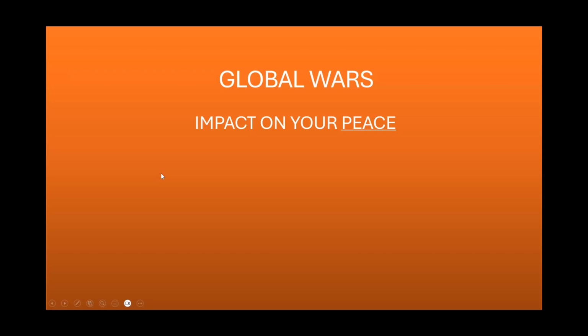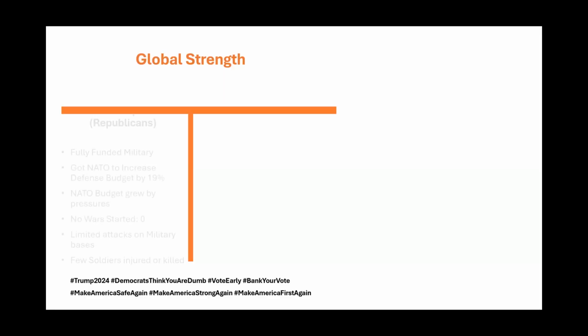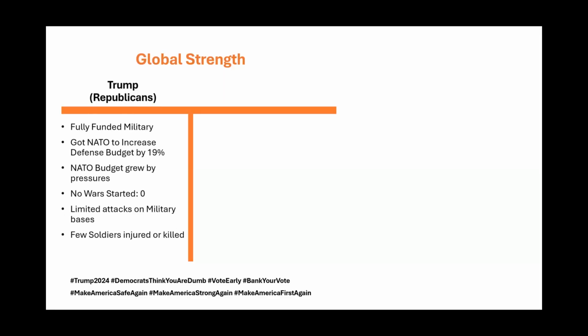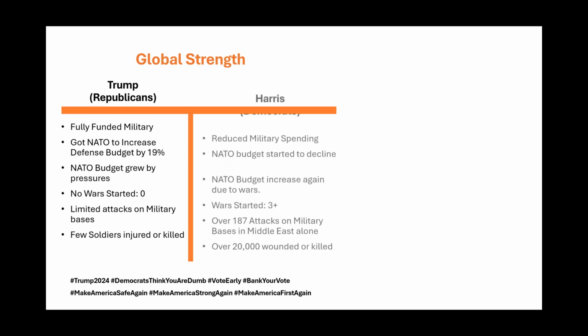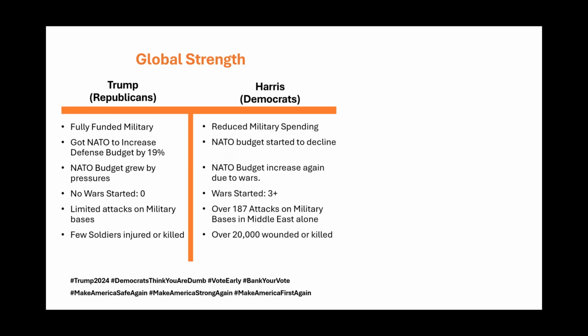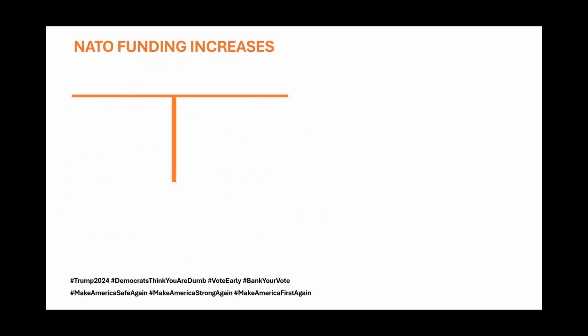Global wars, what's the impact on your peace? Global strength: Trump and the Republicans fully funded NATO and increased the budget. The budget grew under pressure. Almost no war started, limited attacks. Harris and the Democrats, it's been a different outcome. Reduced military spending. Budgets were declining. Several wars have started. 187 attacks on the military alone. 20,000 soldiers wounded or killed. A travesty in Afghanistan and some of the withdrawals. We truly believe the global strength lies on the Trump Republican side.